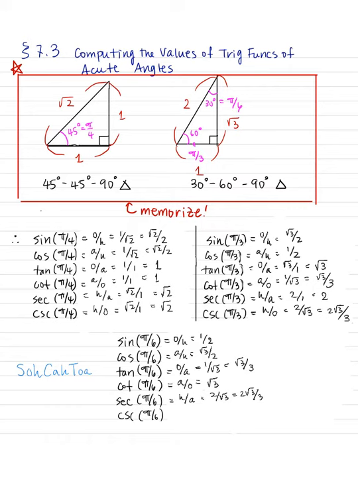I hope you're getting the hang of this. Now cosecant of pi over 6 is 1 over sine of pi over 6. So what we're gonna get is what? 2.